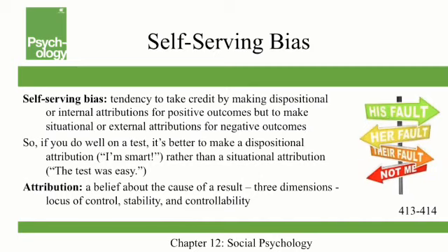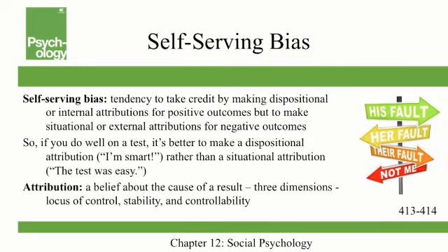A self-serving bias is a tendency to take credit by making a dispositional or internal attribution for positive outcomes, but to make situational or external attributions for negative outcomes. So let's say you do well on a test. It's better to make a dispositional attribution, that you're smart, rather than a situational attribution by saying something like the test was easy. And it goes the other way too. If you do badly, you should make a situational attribution, well, that was a really hard test, and not a dispositional attribution that you're not smart.